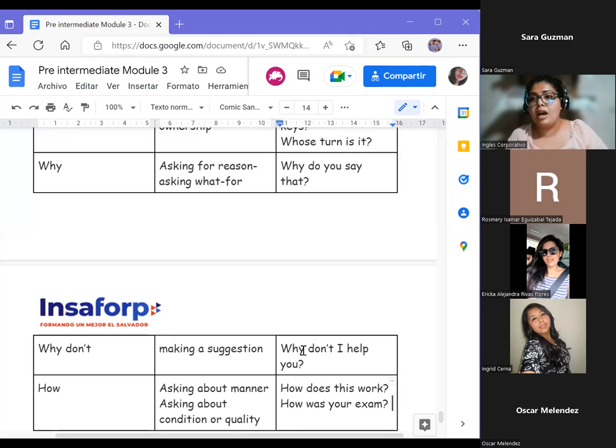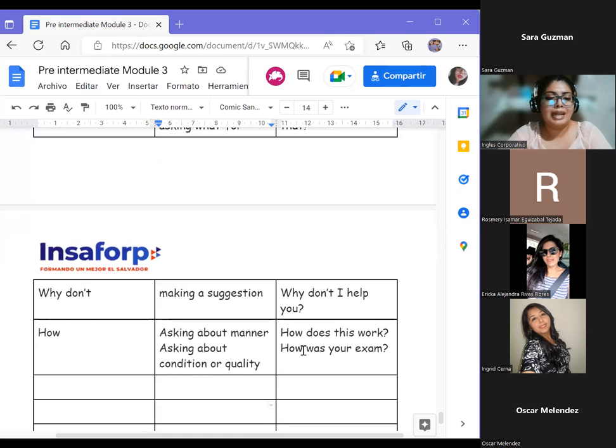Hard, easy, I don't know. It was kind of heavy or something like that. Then we have the how plus adjective or adverb. And this one is asking about extent or degree.